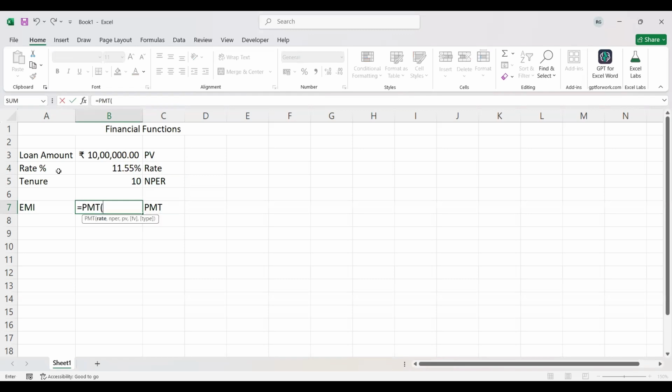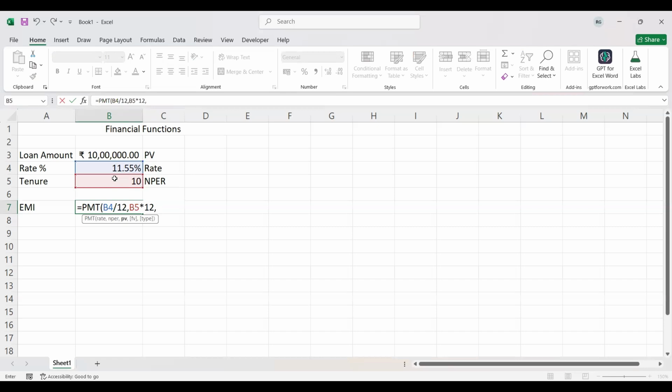Here we have to define rate, NPER, PV, FV and type, where FV and type are not mandatory. First of all, rate. Since the rate I have taken here is a yearly rate, I have to change it into monthly, because EMI is a monthly payment. So I'll select this rate divided by 12. NPER, again, has been given in years. If it is in months, you don't have to do anything, simply select it. But here it is in years, so I have to multiply it by 12.